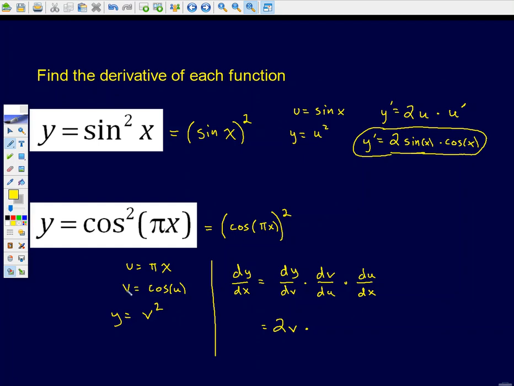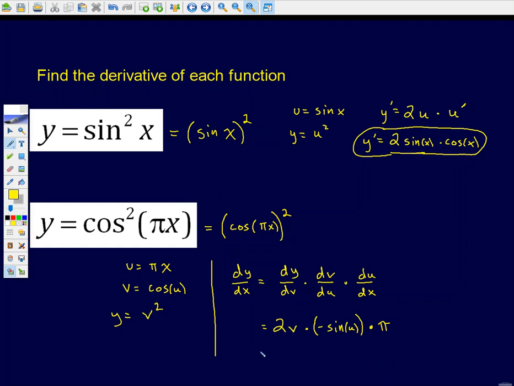And then the second one is the derivative of v, which is the derivative of cosine. So that's going to be negative sine of u. And then finally, the derivative of u with respect to x. Well, pi x is really, pi is a constant, remember, so you know, if it was 2x, the derivative would be 2. So if it's pi x, the derivative is pi.